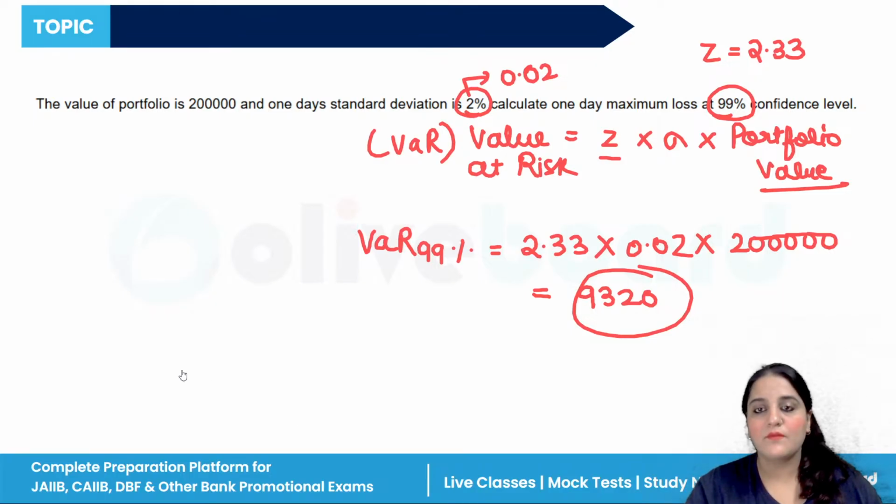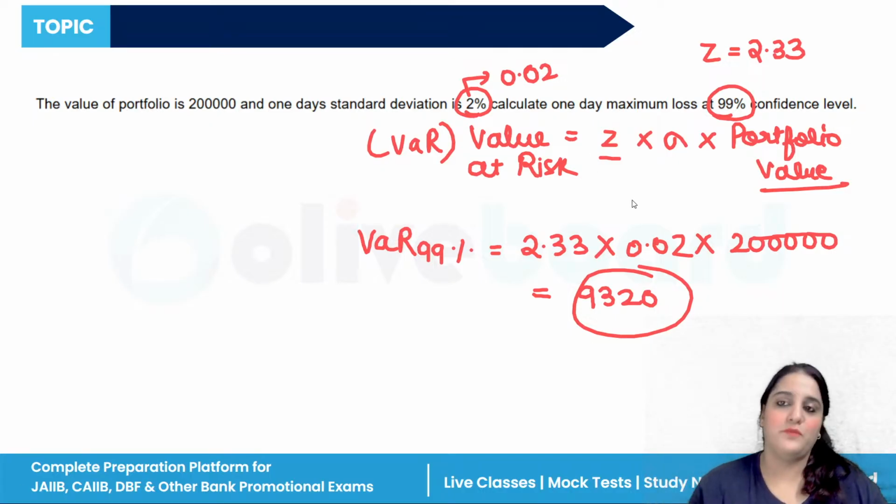Got it? Simple, easy. Calculations are easy and the formula is easy. But we should know the formula. That is the main thing. We must know the formula.